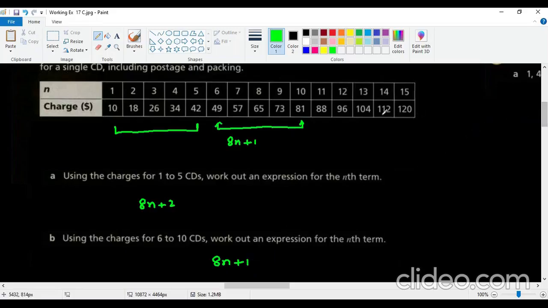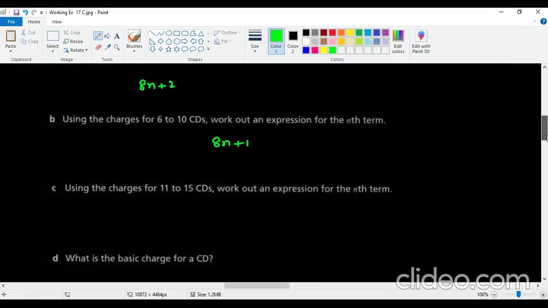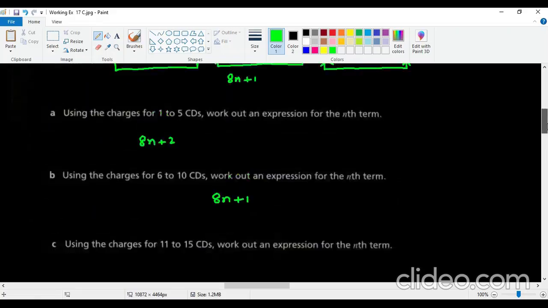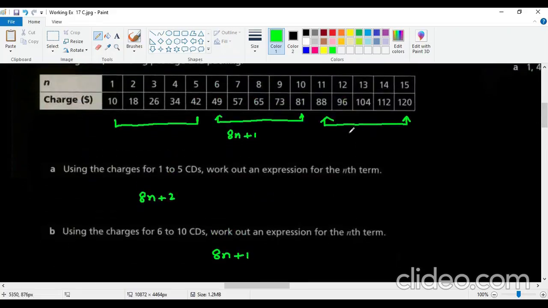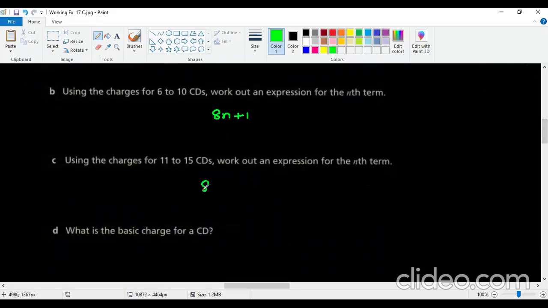Now the difference from 11 to 15 is different. Let's see how, using the charge for the 11 to 15 series. The 11 to 15 series means here the difference between them is 8 times n. Okay, so this is the expression for this one: 8n plus 2. So there are 3 categories. So 8n is going to be the answer for this. What is the basic charge for a CD? It's $8. They are fixed at $8 for each CD.